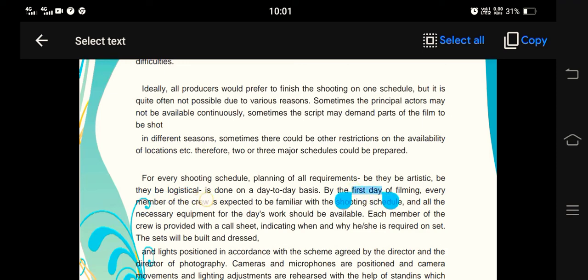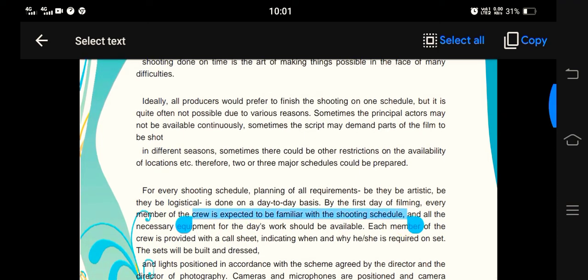On the first day, the crew members are expected to be familiar with the shooting schedule. This is the first point. These are the steps of shooting, right? The first day, the members of the crew should be familiar with the shooting schedule. This is what is expected from them. Now, all the necessary equipment for the day's work should be available.